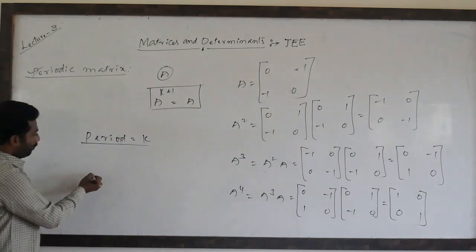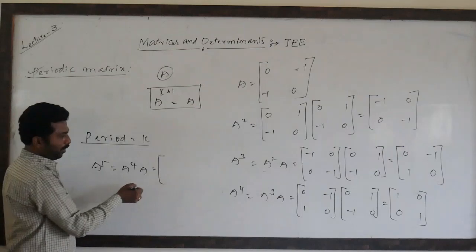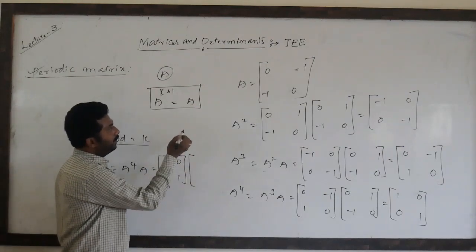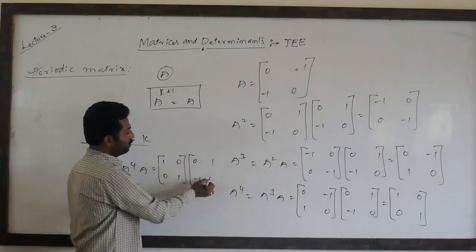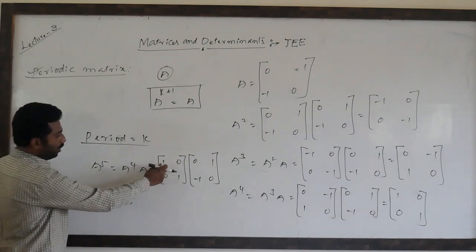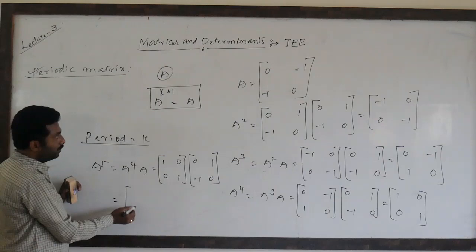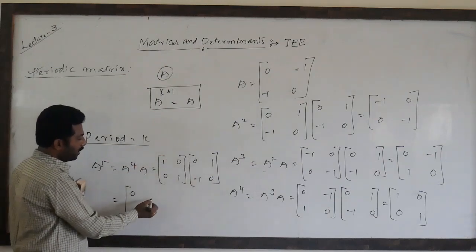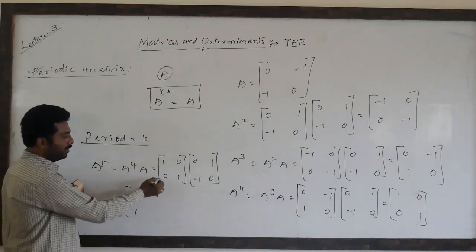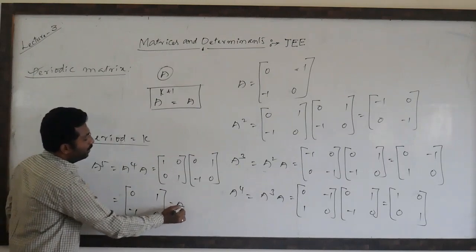We will calculate A power 5. So A power 4 into A I will take. What is A power 4? 1 0 0 1. What is A? 0 1 minus 1 0. So from this, how much is it? First row first column is 0, first row second column is 1, second row first column is minus 1, second row second column is 0. You see here, clearly you got A.